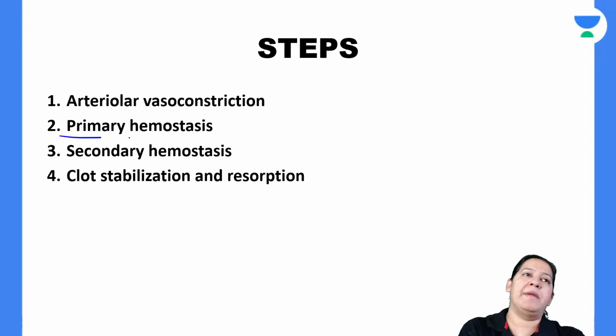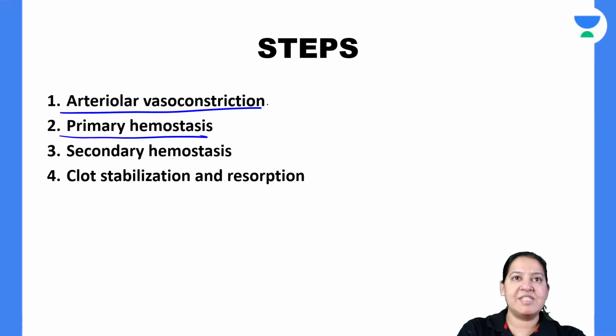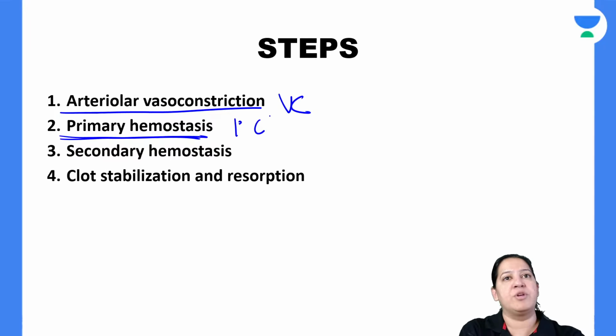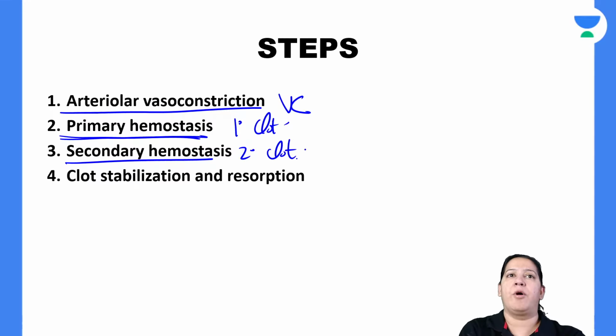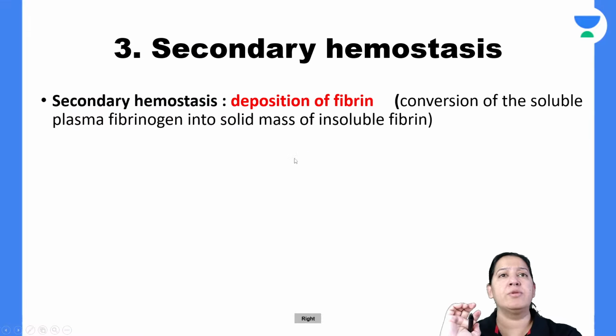I am done with primary clot formation. So we have done the first step, that is vasoconstriction. We have done the second step, that is primary clot formation. Now let me move on to secondary clot formation. How is the secondary clot formed? How did the primary clot get converted into the secondary clot?